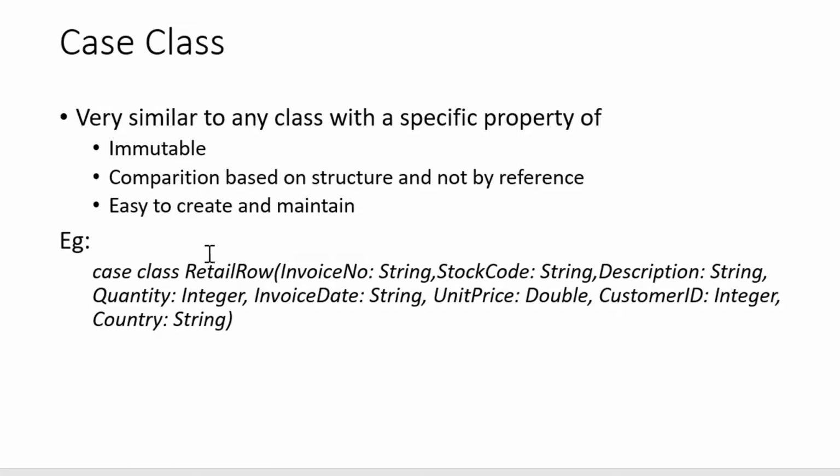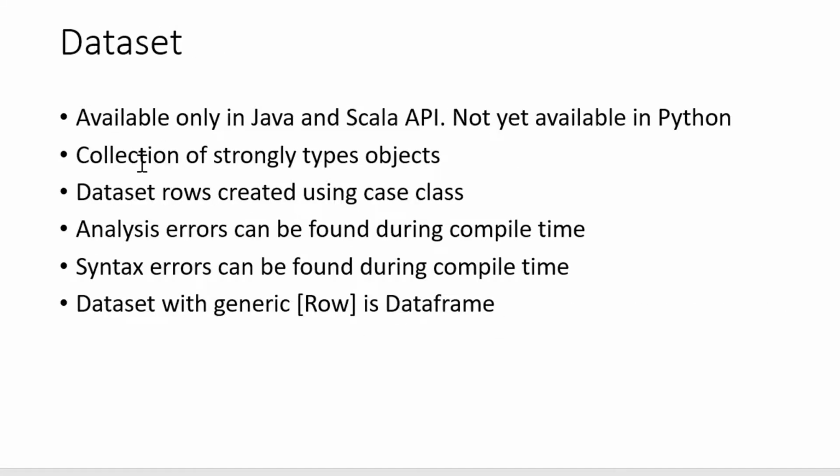A simple case class, this is how it looks like. I'm going to create a class named RetailRow where it is going to have these attributes: invoice number, which is of type string, stock code of type string, and so on. Again, this dataset is available only in Java and Scala API. It's not yet available in Python.